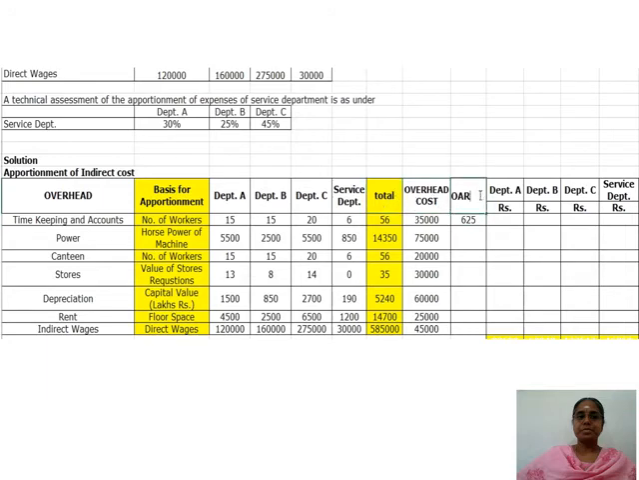So it is equal to the overhead cost divided by the total base of apportionment, which is the base here. So here it is 75,000 divided by 14,350. Next, 20,000 divided by 56. Similarly, 30,000 divided by 35. And 60,000 divided by 5,240.